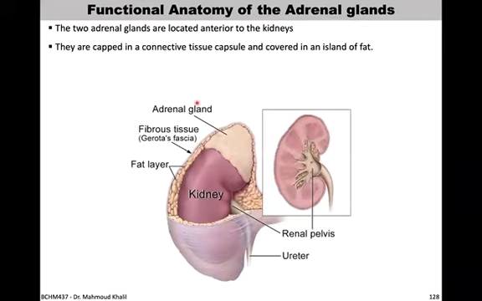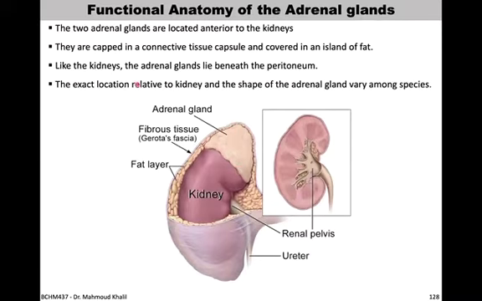The two adrenal glands are located anterior to the kidney. In orientation, it is called anterior. They are covered in a connective tissue capsule and surrounded by islands of fat. There is a lot of fat around it. You can see here is the kidney, and here is the adrenal gland, and there is a fibrous tissue covering, and islands of fat covering the whole structure, okay?